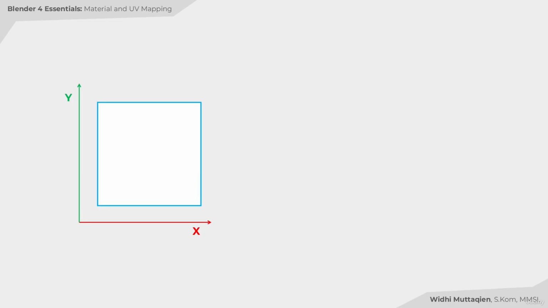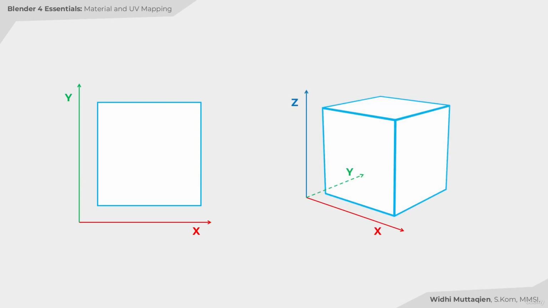Texture mapping. Image textures are always two-dimensional. They only have X and Y coordinates. This is different from 3D models which have X, Y, and Z coordinates.